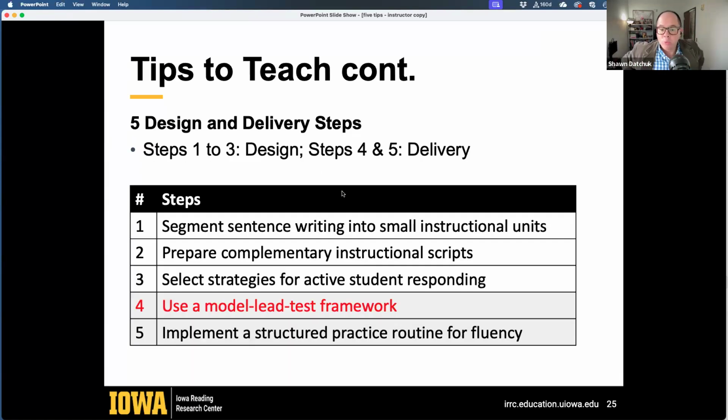Number four is then, as a result of all that design, where you've taken a look at the different instructional units on how you can segment sentence writing into these small, less complex formats, you can prepare instructional scripts. Again, these examples are on my website. You can select a strategy for active student responding. Now it's actually delivering instruction.